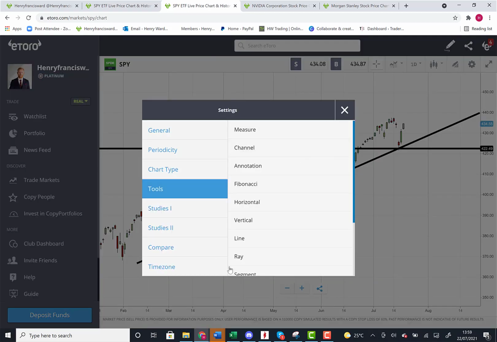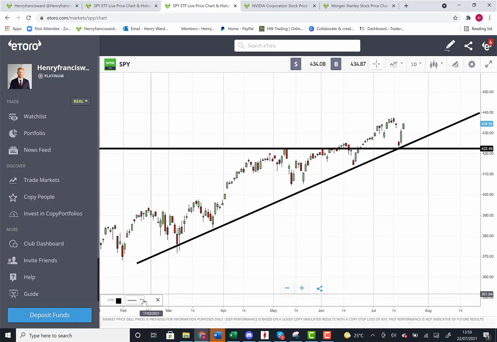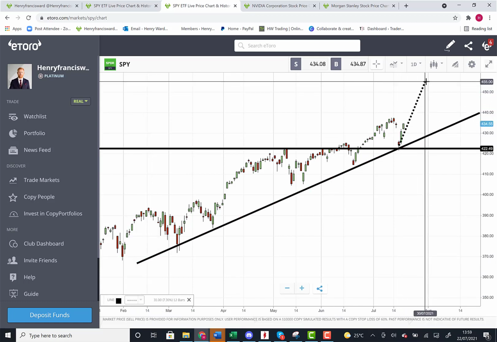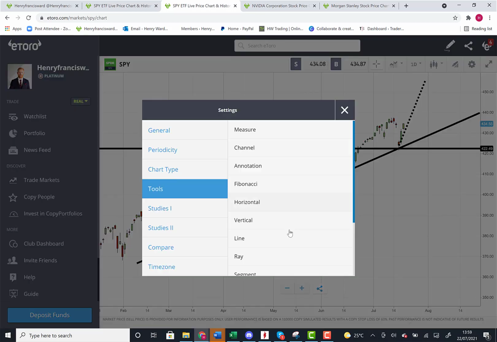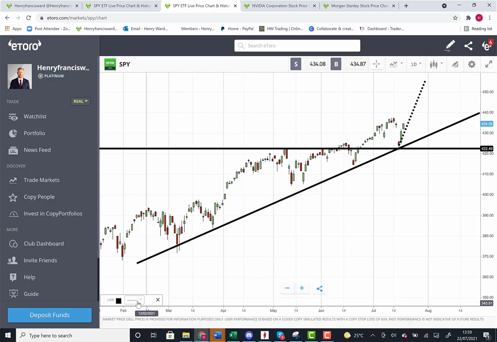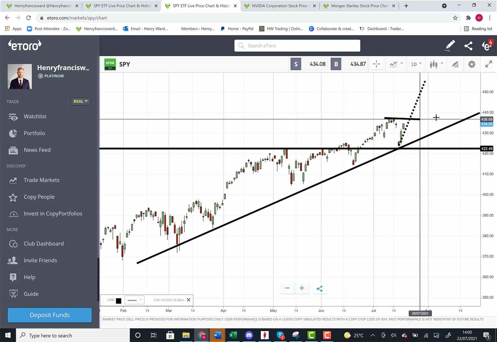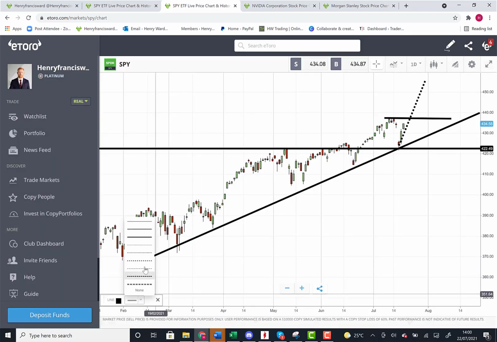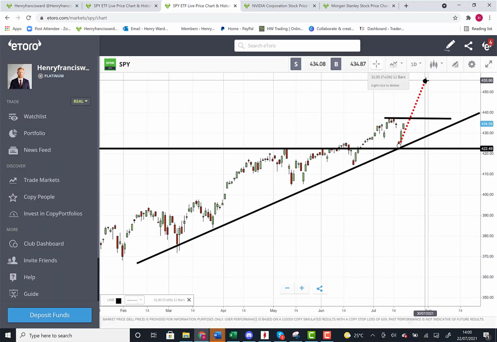What I would expect to happen is to continue going up, and then one of two things will happen. It will either bounce off this area here, or it will come back to the trend line. And there are the two scenarios, plan A and plan B. So this is plan A, this is plan B, and this is trading 101.